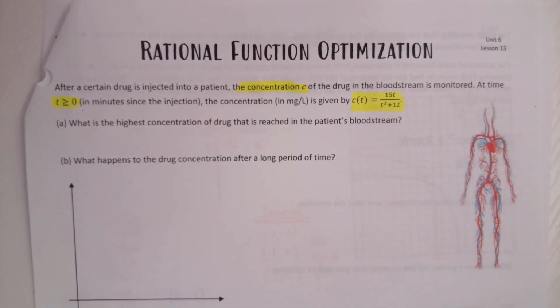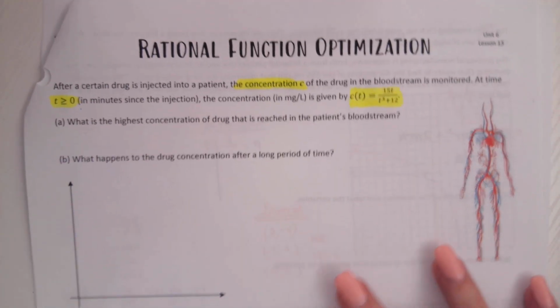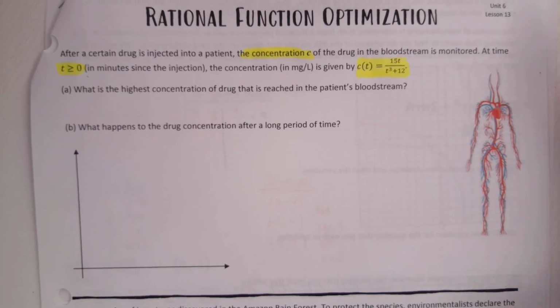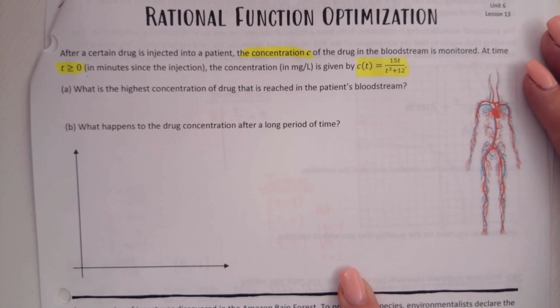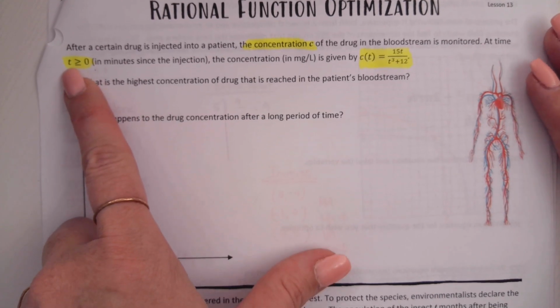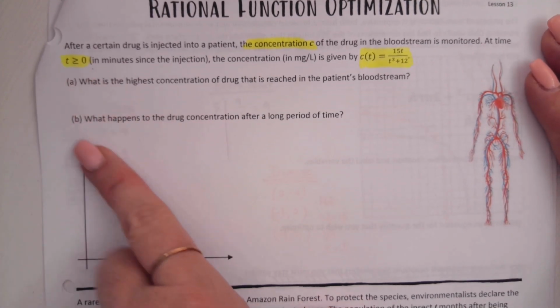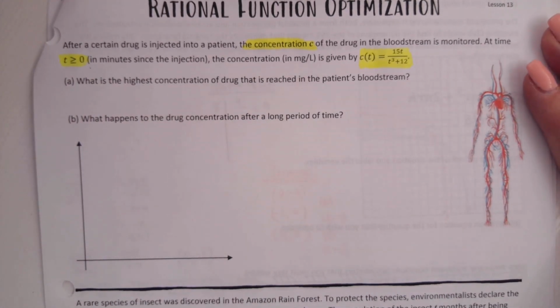Notice they said t has to be greater than or equal to 0, which basically means we're working in quadrant 1, because we don't want negative time, and we also don't want negative drug concentration in the patient's bloodstream. So that's going to help me figure out what the window of my calculator needs to be as well. So let's go ahead and grab our calculator.